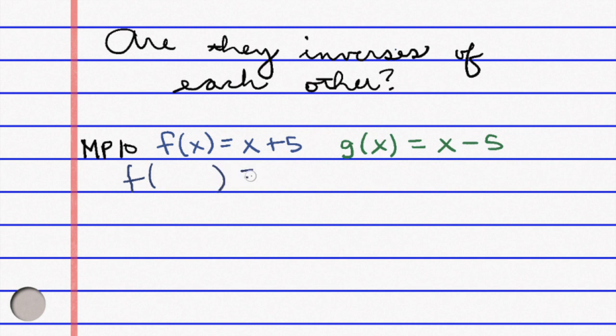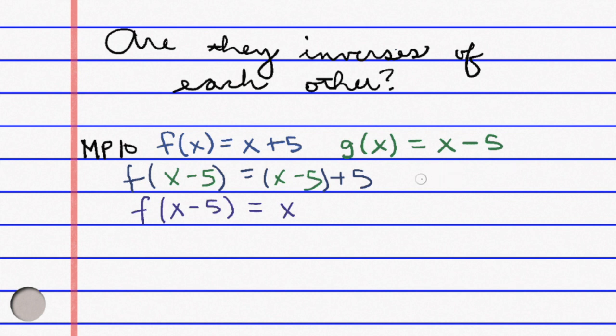f of something equals x plus 5. So this is the blue function. I'm going to now change colors to my green, and I'm going to plug in this part of it, x minus 5, for this x right here. Then I'm just going to simplify it. So it equals, well, x minus 5 plus 5 is just x. It works. Now let's do the green function.